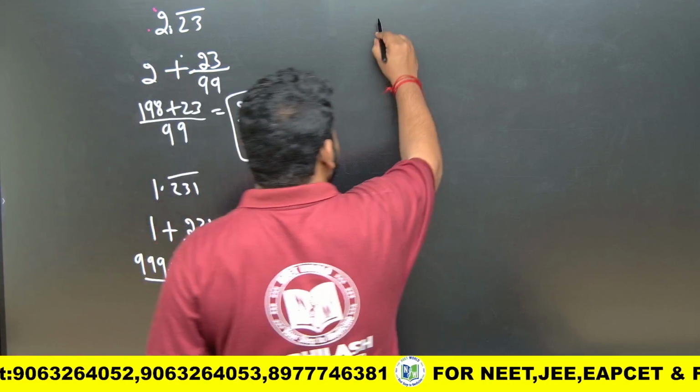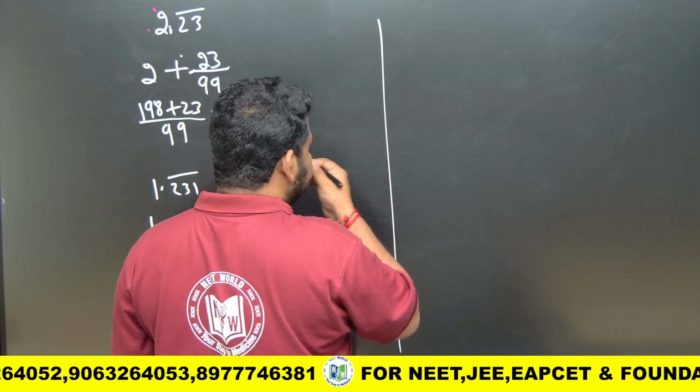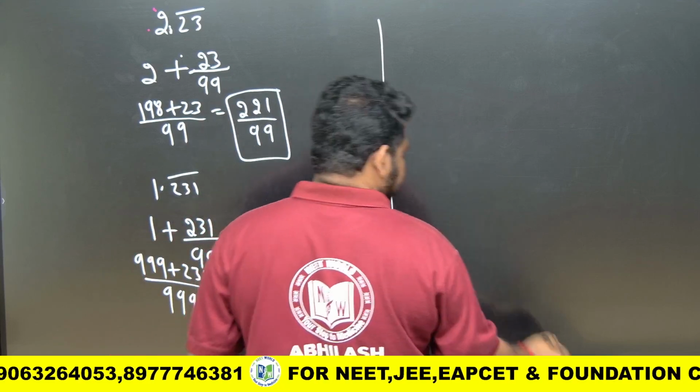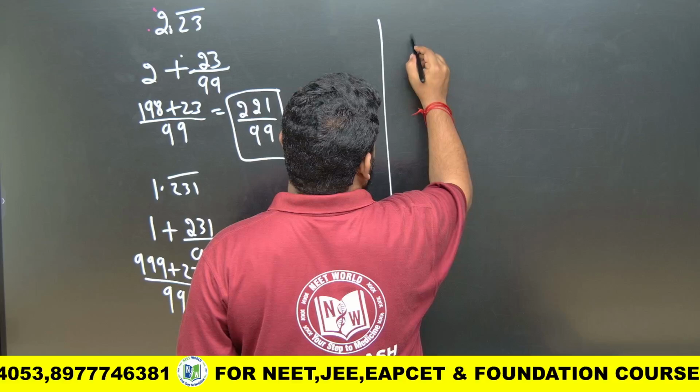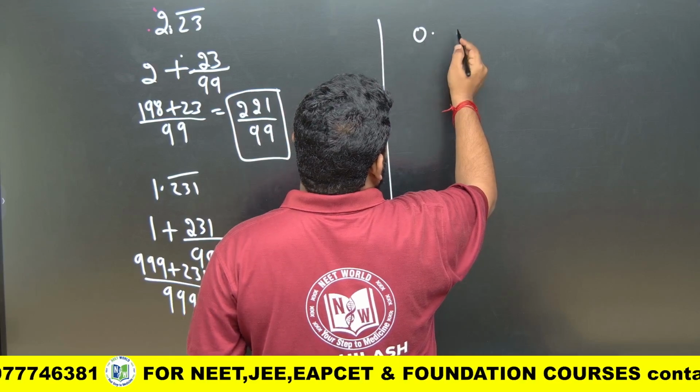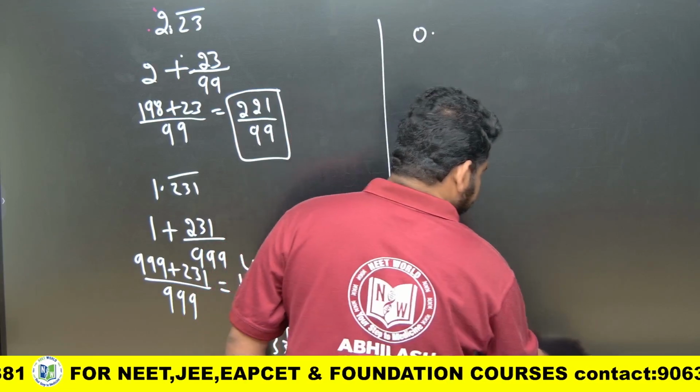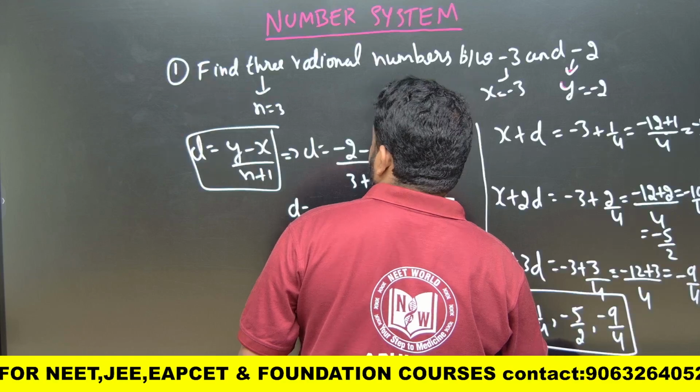Suppose a question is given in such a way that they have given something like 0.47 bar. If a question is given like this, let me take this question itself.